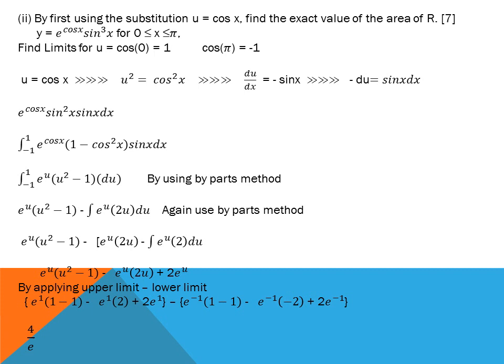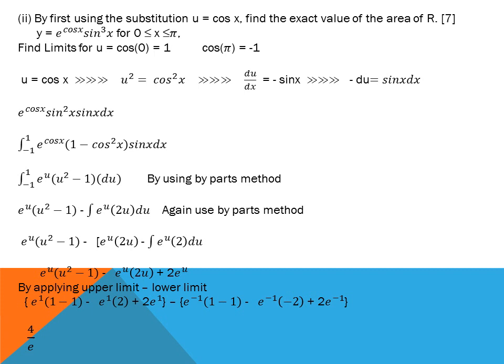u = cos x, taking square on both sides, u² = cos²x. So du/dx = -sin x. I separate dx and sin x on the right-hand side and du on the left-hand side: -du. I differentiate this function in order to find the value of dx, because we need the values of e^(cos x), sin³x and dx. For e^(cos x) sin²x, I separate sin³x into sin²x and sin x dx, because I have found that sin x dx is equal to -du.